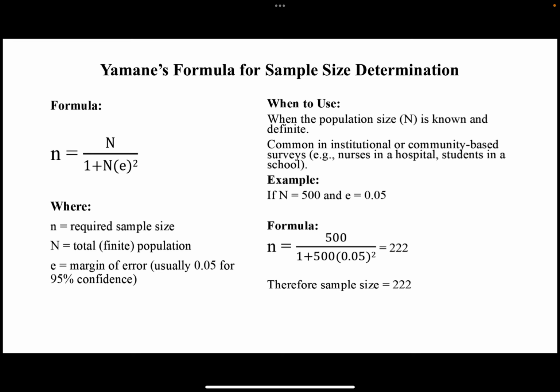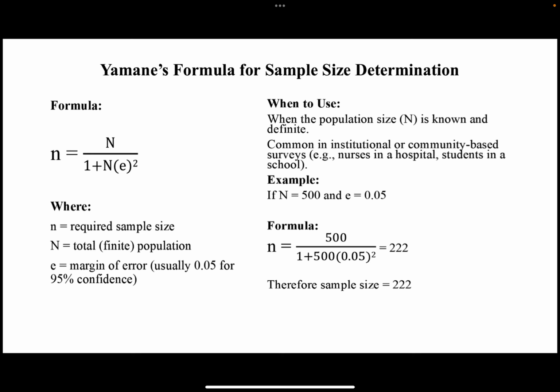Usually that is the significance level that we use, 0.05 for 95% confidence level. Okay, this is the formula. This is what we call YAMANE'S formula. Small n is equal to capital N all over 1 plus capital N into bracket E, close the bracket, raise the power 2, where small n is the required sample size, capital N is the total population, E is the margin of error. Usually we use 95% confidence level with a significance of 0.05.